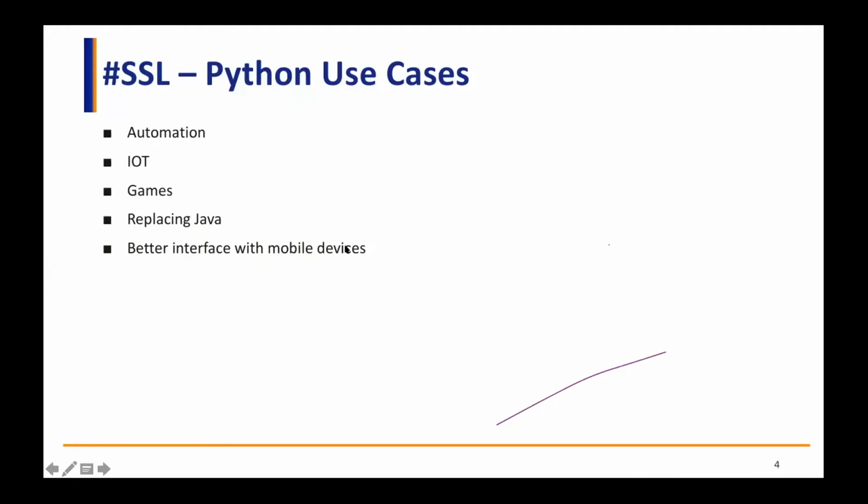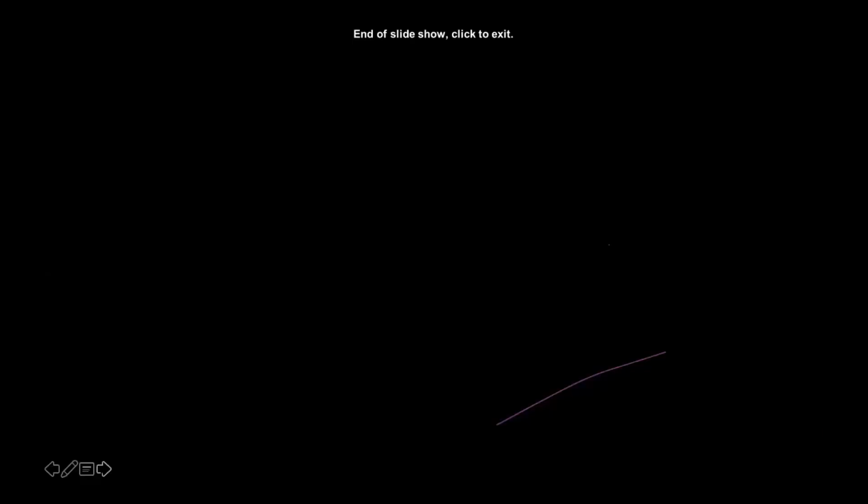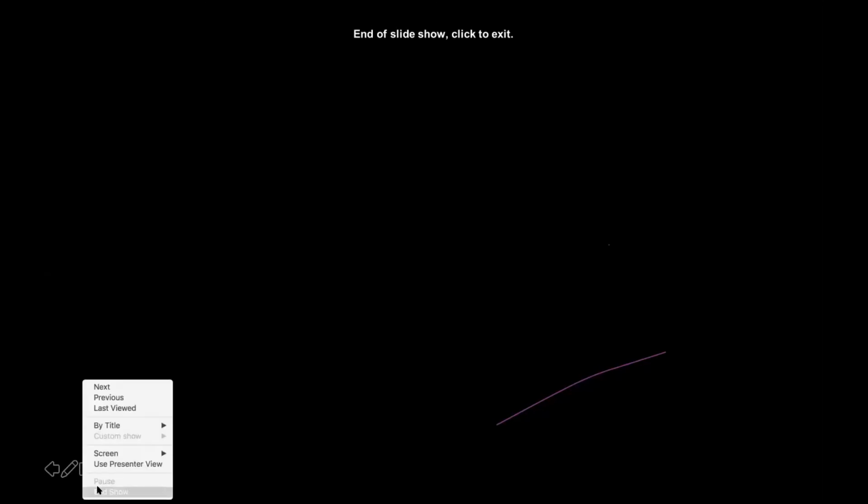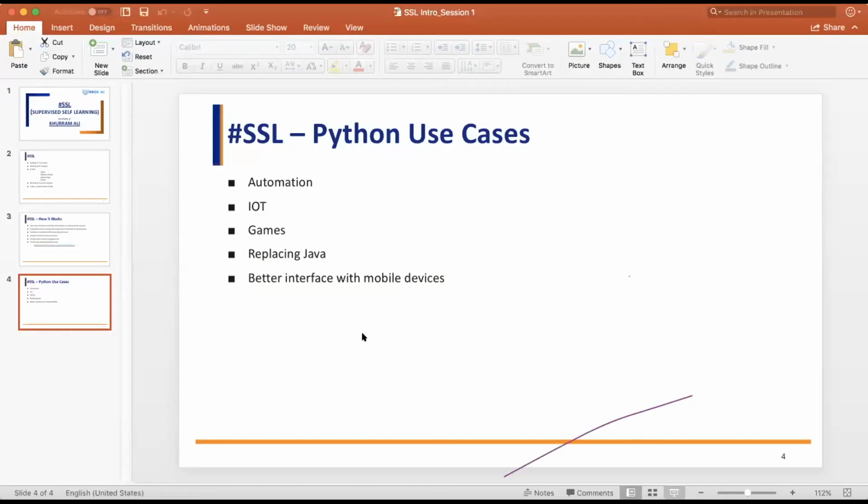Better interface with mobile, and there are so many other examples that you can think of, because Python is a fundamental of AI. So if you are doing anything with AI, or even data science with R and all those tools, this is all critical. Once you start looking into that, you will see that there are a lot of advantages with that.